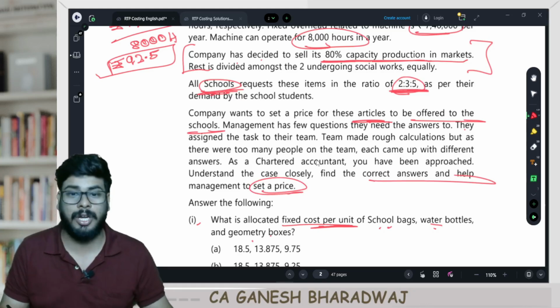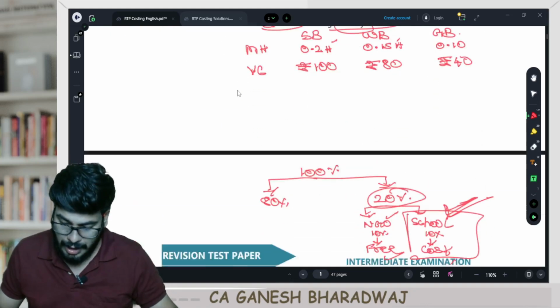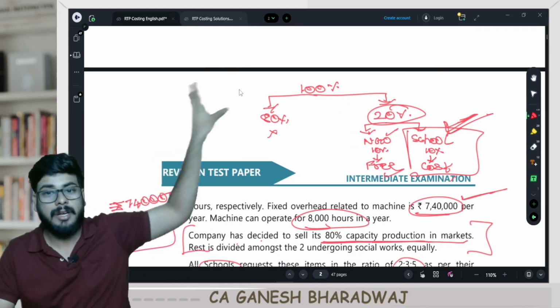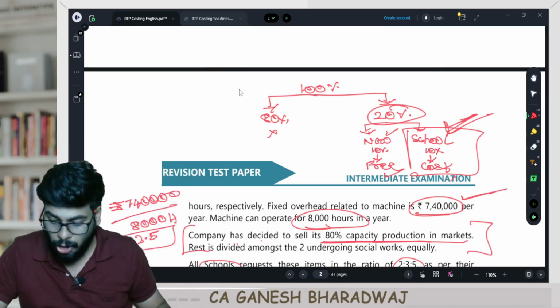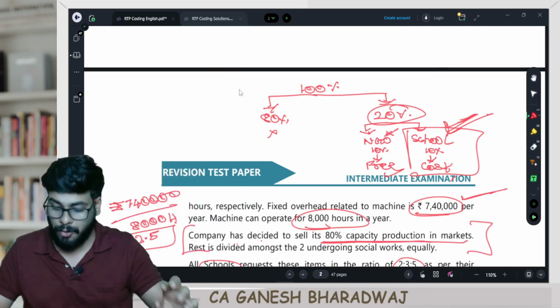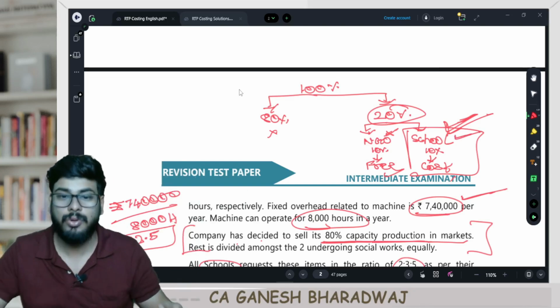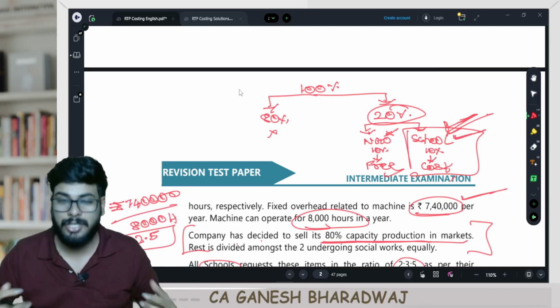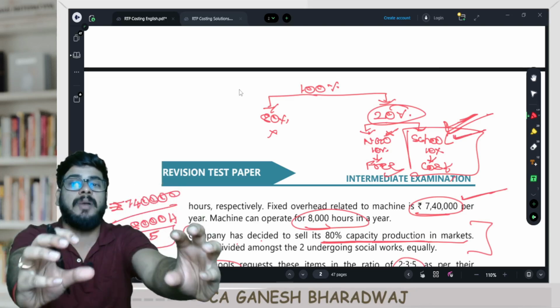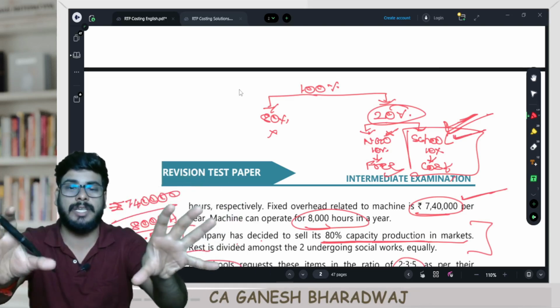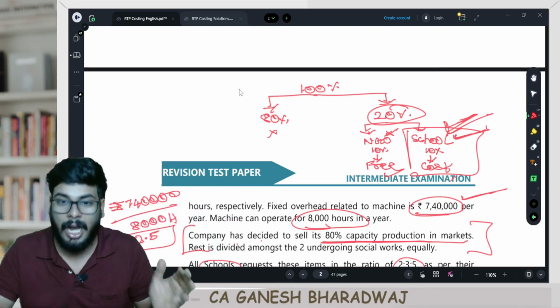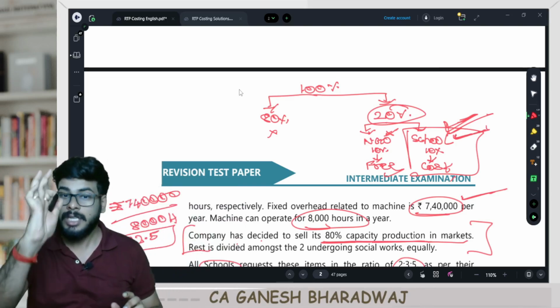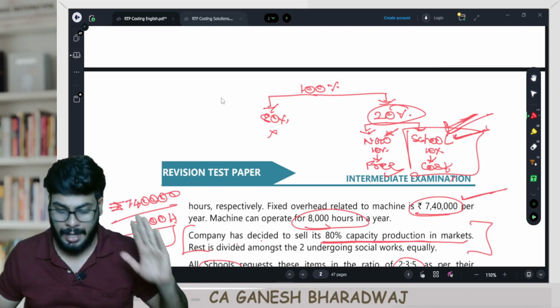Set a price for what? Not for their business operations of 80%. Not for this NGO, because there is no price here. It's free of cost. All the 5 MCQs that are given here are pertaining to this social activity of supplying to the schools, the government schools and other schools they were mentioning. To that alone they are asking. Are you clear with this? This is how you need to understand the question.